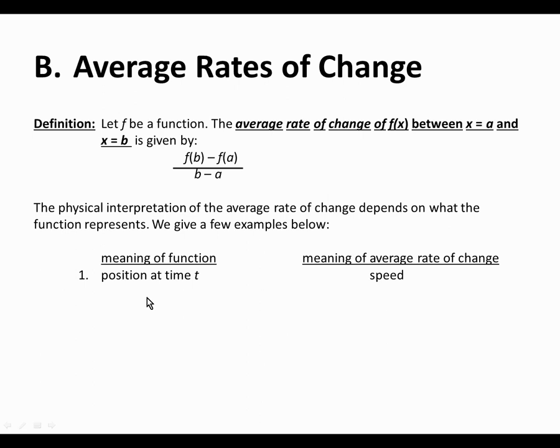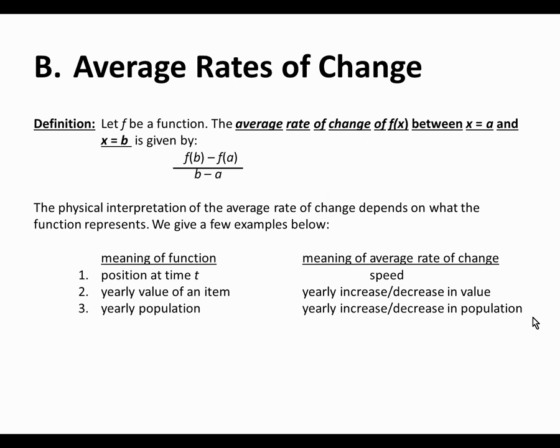First one, if the function gives you your position at time t, the rate of change is the speed. In fact, you'll sometimes hear the phrase, you were traveling at a rate of, instead of a speed of. So the classic example is rate of change is speed. Second one, if the function means the yearly value of an item, the meaning of the average rate of change is the yearly increase or decrease in value. It's like it's going up $15 per year, or it's decreasing $12 per year.